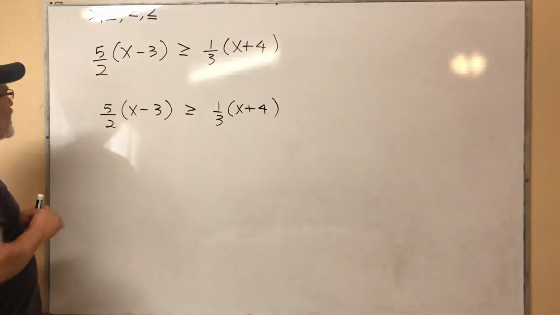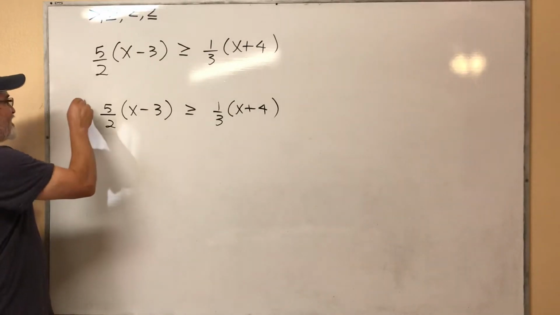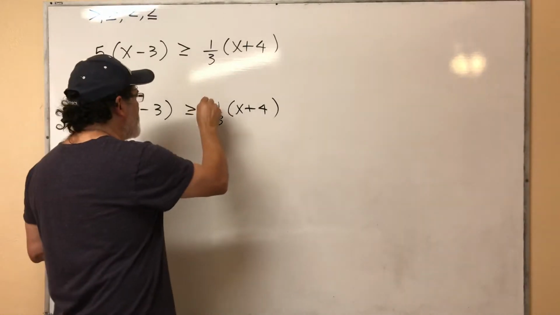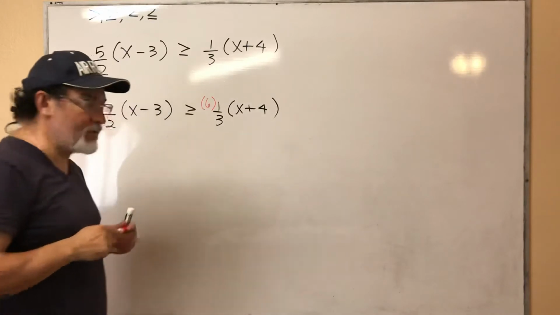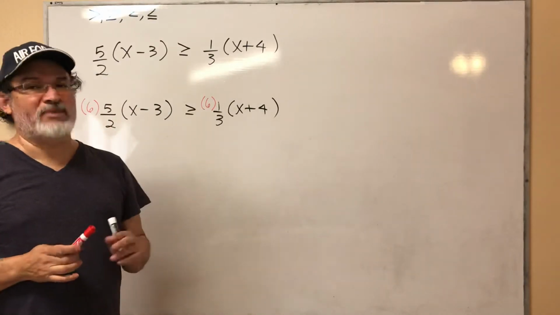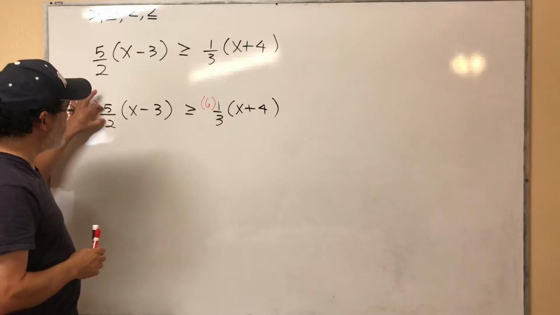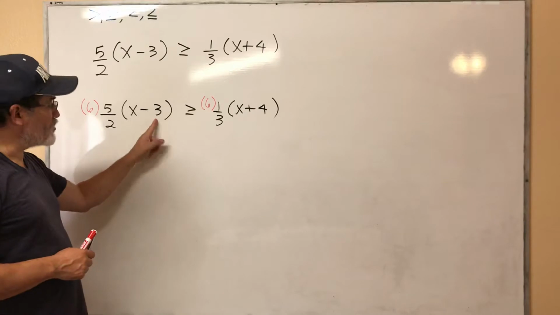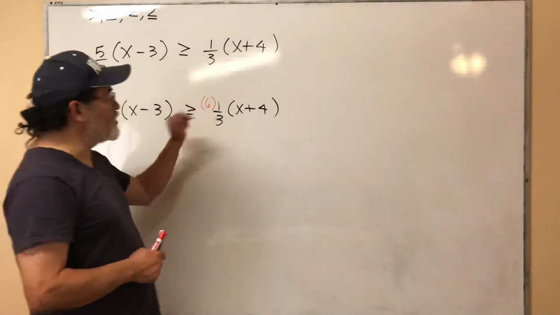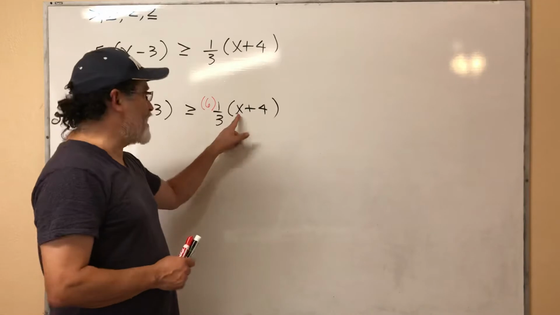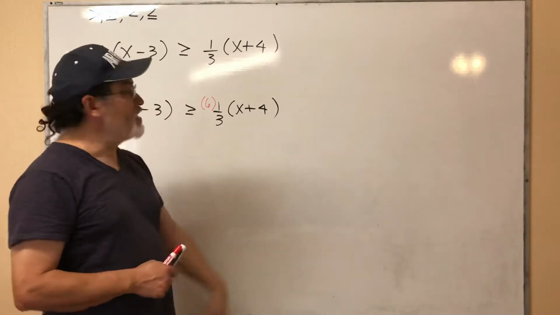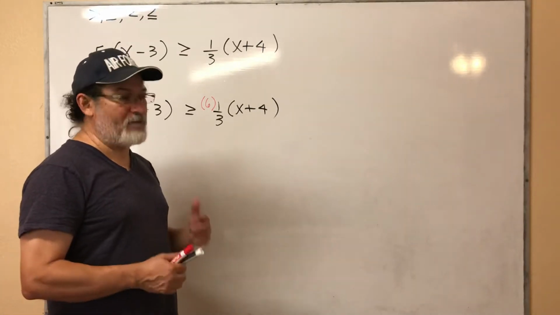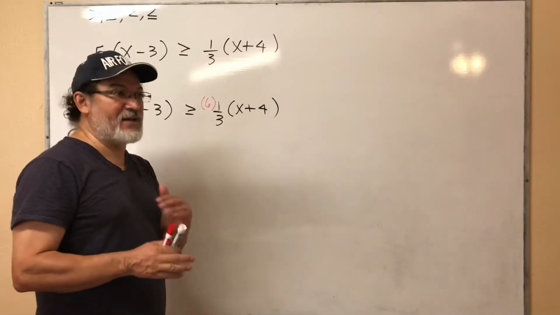So I'm going to multiply this numerator by 6, and this numerator by 6. Believe it or not, everything is going to get multiplied by 6. This fraction, this x, this 3, this 1/3, this x, this 4, everybody is going to get multiplied by 6, except that I'm not doing it right away.